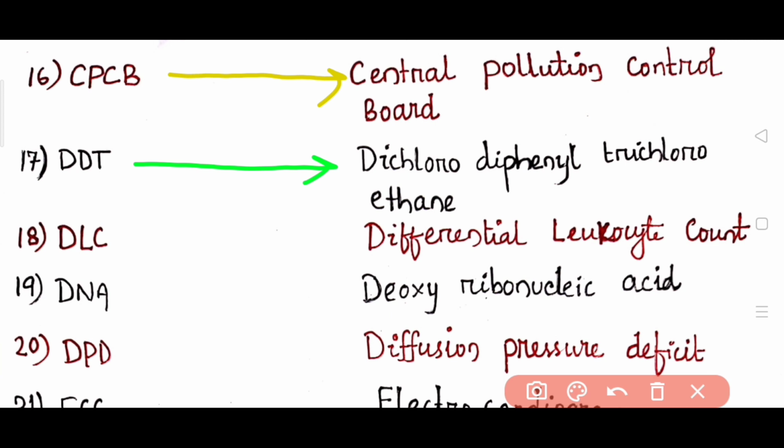Then DLC. The full form of DLC is differential leukocyte count. Leukocyte is known as white blood cells. These cells play an important role in our immune system. These leukocytes fight infections by attacking bacteria, viruses and microbes which enters into the body.